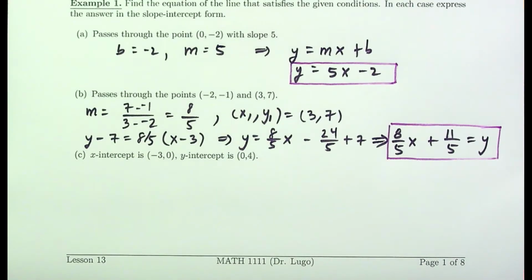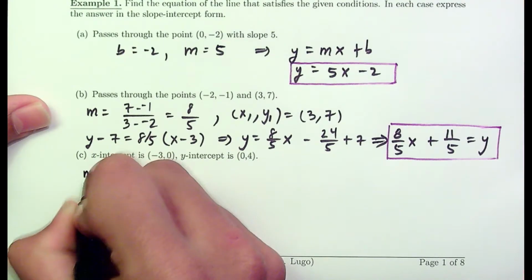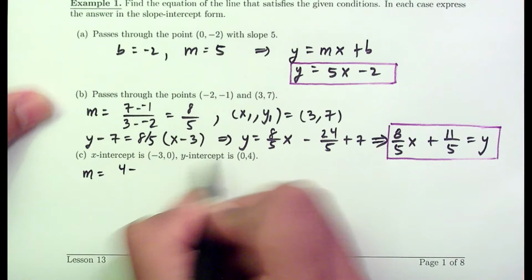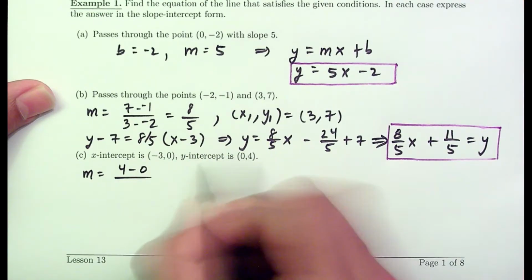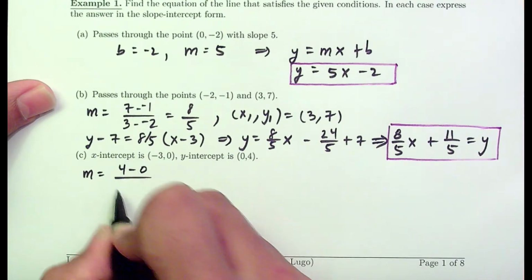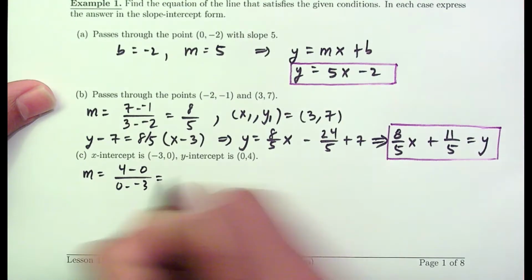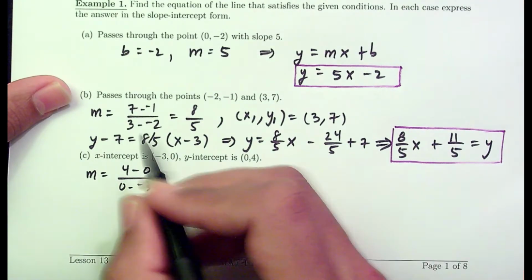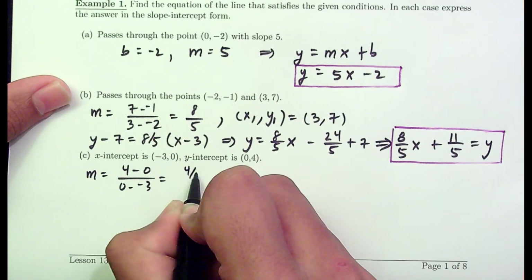Or just use the other formula. So let's see. Regardless, we still need the slope. We need the m. We always need the m. So let's find the slope first of all. So m is going to be, subtract the y's, so 4 minus 0 over 0 minus negative 3. So subtract the y's over subtract the x's in the same order. So this is going to be 4/3.